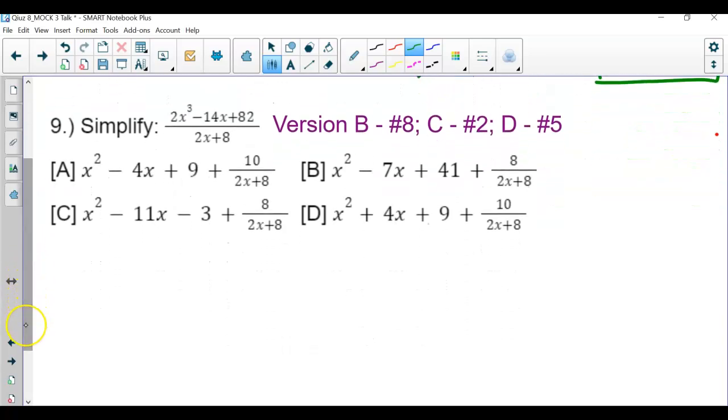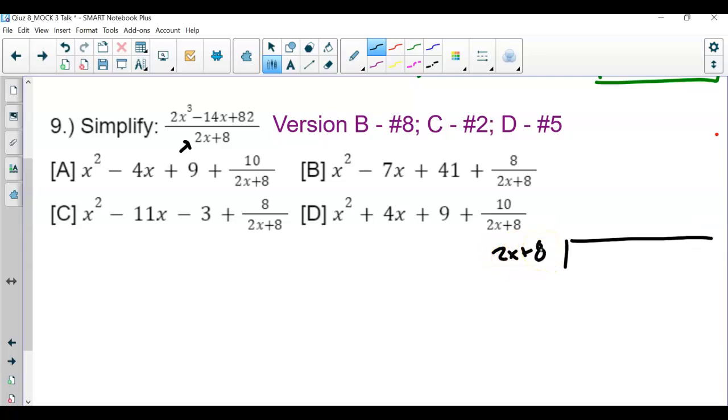Question number 9. Look for this question on your version. Now notice, this is like having an x to the higher power. I'm going to look at my answer choices. Notice the setup, kind of like with a remainder here. So this is division, and this is a long division problem because you have 2 here for your coefficient. So I've got 2x plus 8.